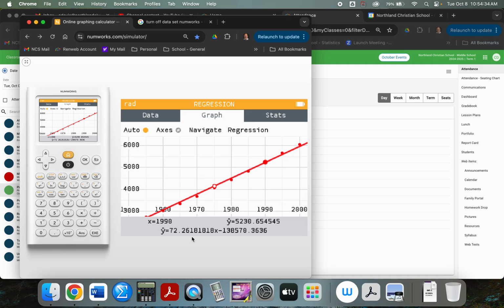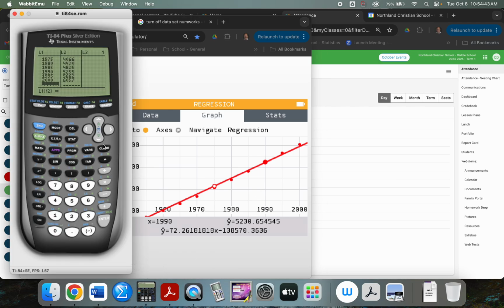Yes, sir. Okay, and then on the TI, if you go into stat plot and turn it on with L1 and L2, and then you do zoom stat, which is zoom 9, you'll get the points and the line.